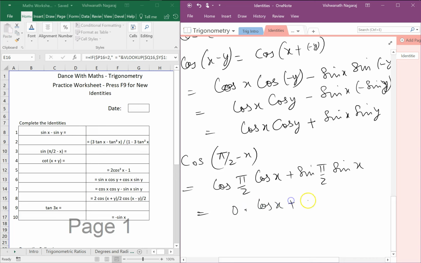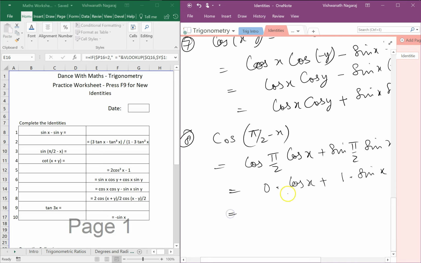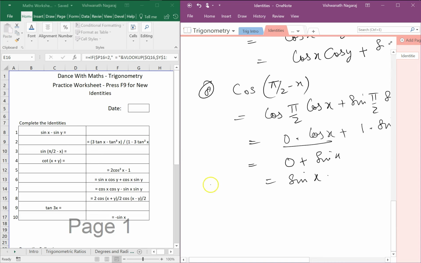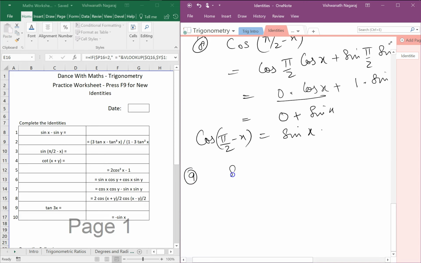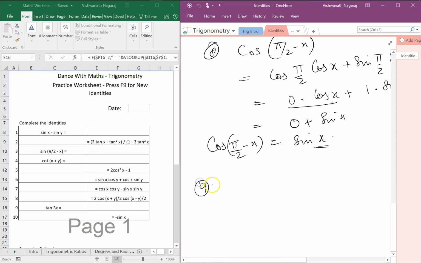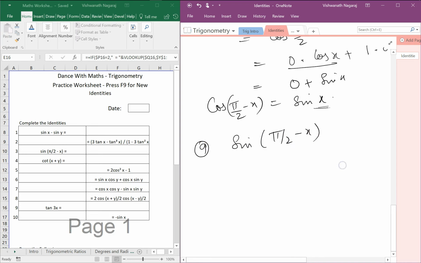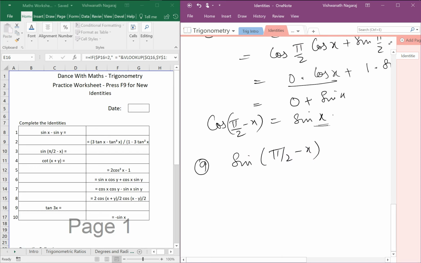Cos x plus sin pi by 2 is 1 sin x, which is equal to, now this becomes 0 plus sin x, so sin x. So this is another identity you end up with, cos pi by 2 minus x. Okay, next one. Now sin pi by 2 minus x. Looks tricky, right? Use the previous identity itself.